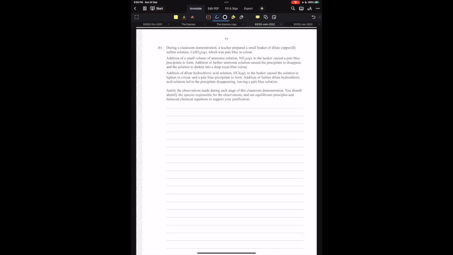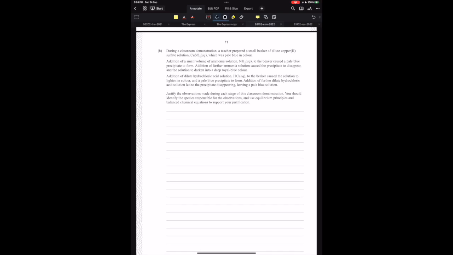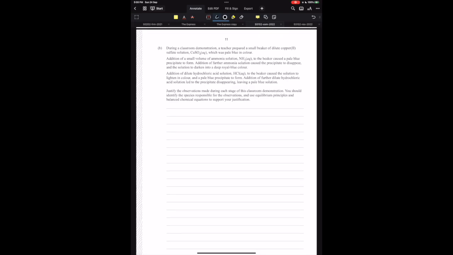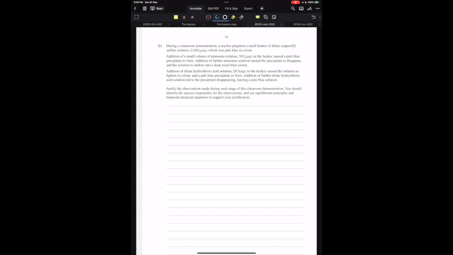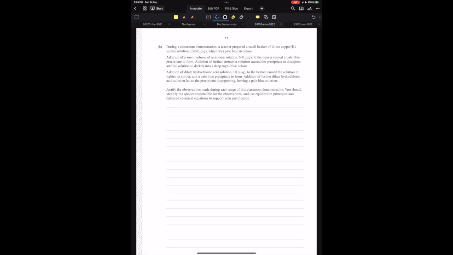So this is a classic justify why observations are observed based on equilibrium principles. And the thing with this question is it's quite hard to do if you don't have the prior knowledge required, because there are certain equilibria that are established in this solution that you simply don't know about, in which case you'd be screwed. But hopefully you do know about these, and if you don't, I will be teaching them right now.